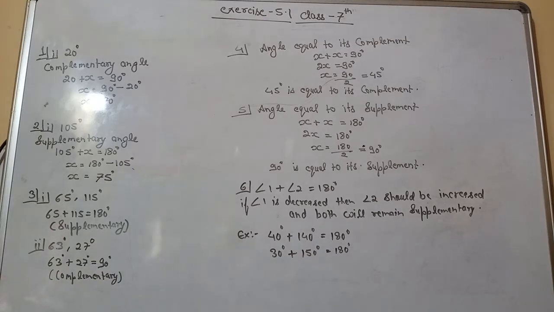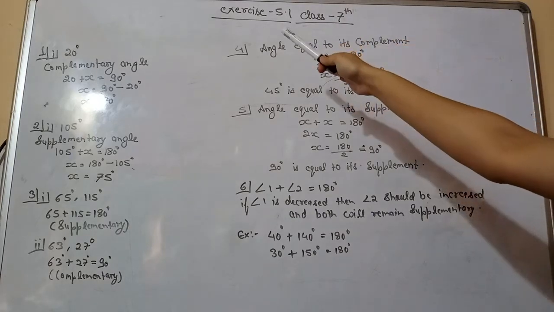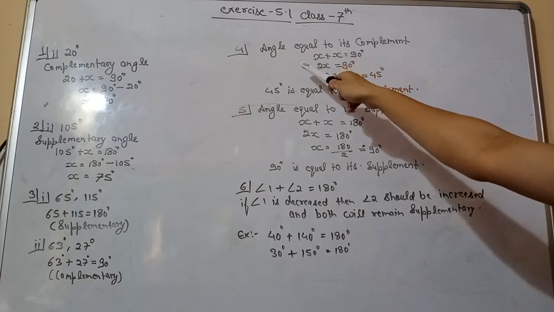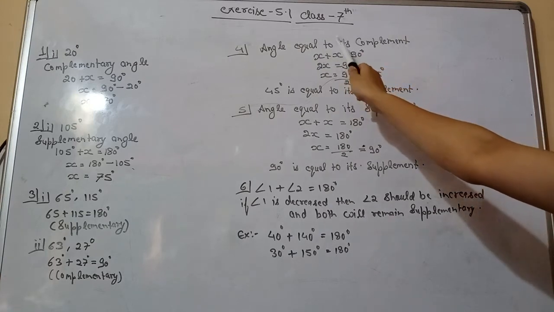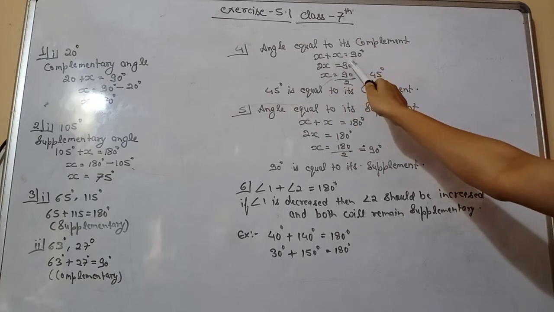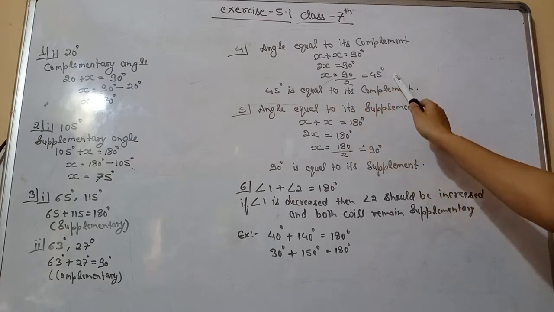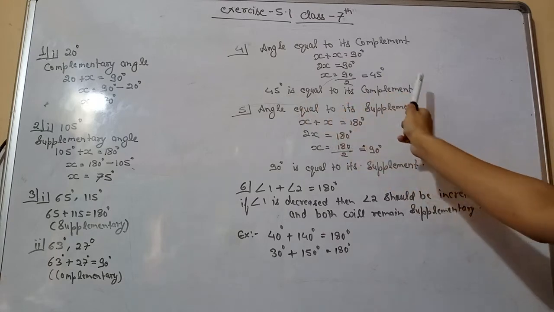Now question number 4. Find the angle which is equal to its complement. We don't know which angle is equal to its complement, so let us take both the angles as x. Both the angles are the same, meaning the angle is equal to its complement. We know that the sum of two angles is equal to 90 degrees in the complementary angle case. So x plus x, 2x, equals 90 degrees. Transposing, 90 divided by 2 is 45 degrees. When we add 45 plus 45, we get 90. So the angle 45 is equal to its complement.